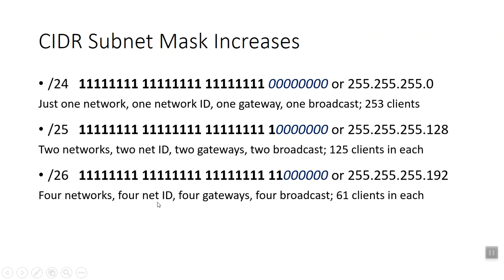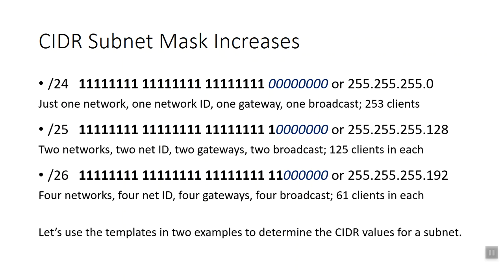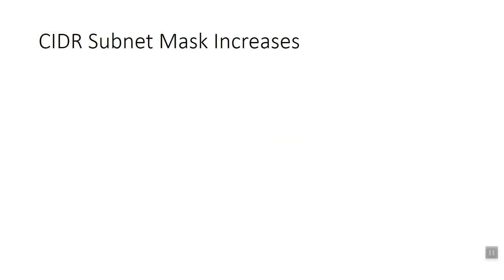So now we have 4 networks, network 1, network 2, network 3, network 4, in that range, whatever range we're using. We have 4 gateways, we have 4 broadcasts, but we can only accommodate 61 network clients. So let's take 2 quick examples of how this would work with the templates, just to see how that works.